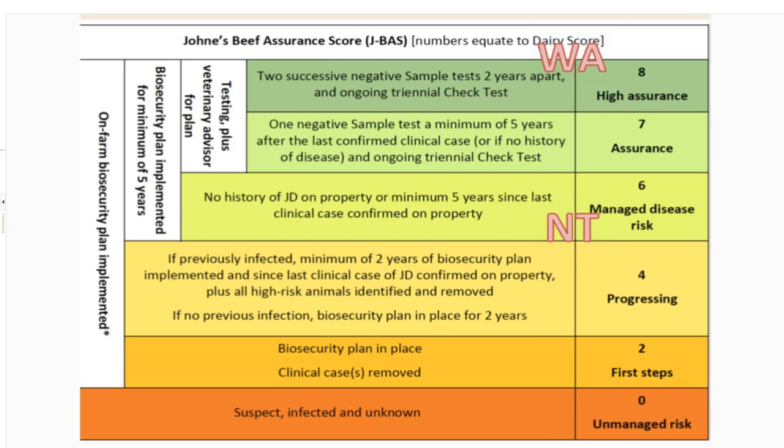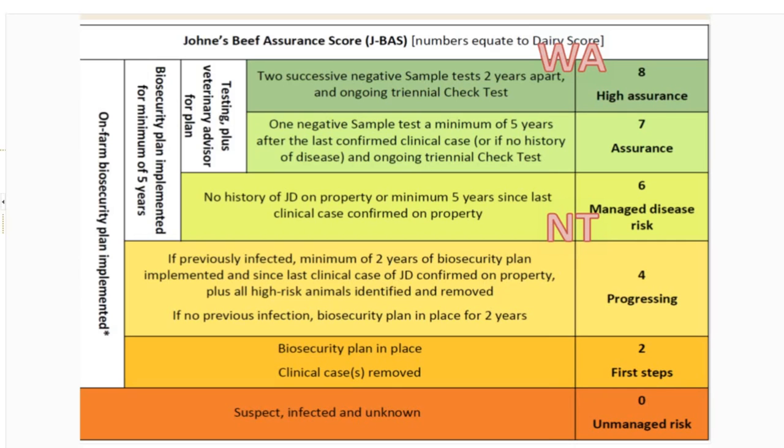So what happens if I don't do anything on 1st of July? I drop back to 0. Now that might not have anything to do with your business at all. That might be exactly what you wanted to do. If I want to maintain my score at 7, I'm going to have to get involved with a veterinary advisor to put a biosecurity plan in place, and then I'm going to have to do a check test, which is a test of 50 animals every 3 years.